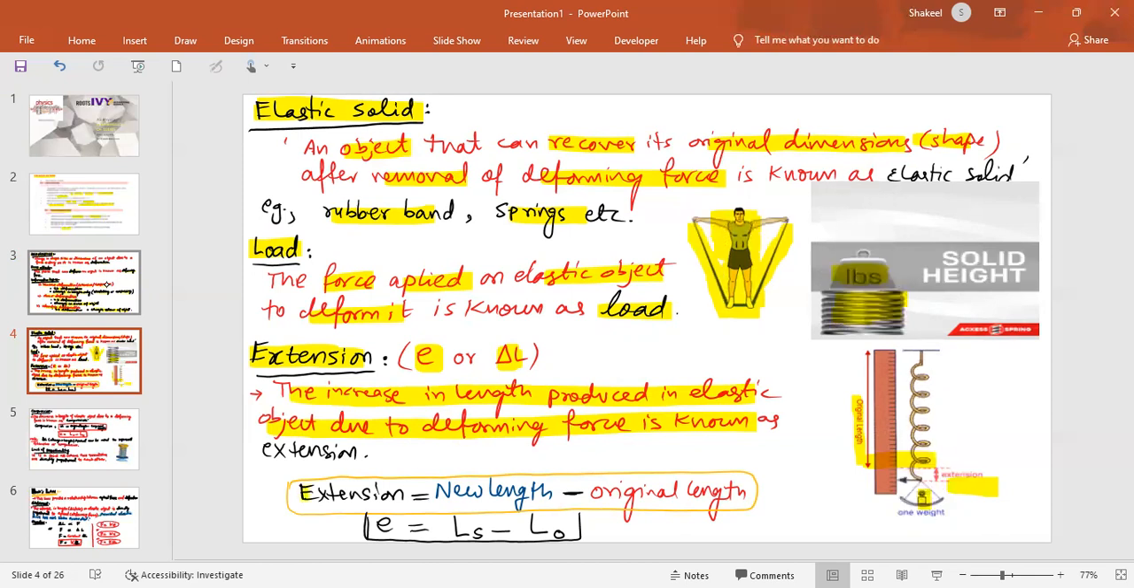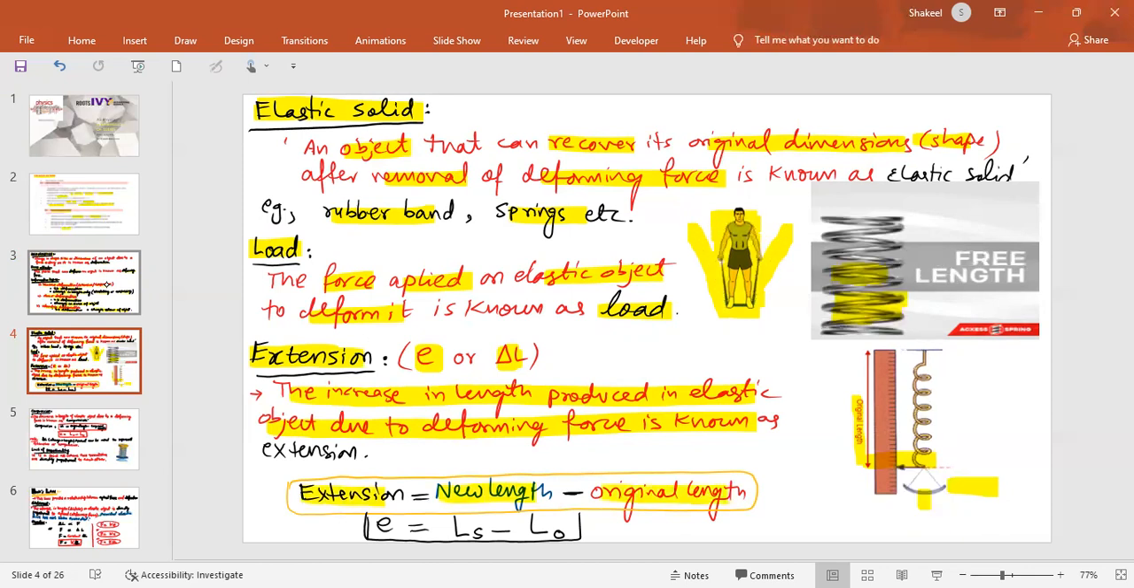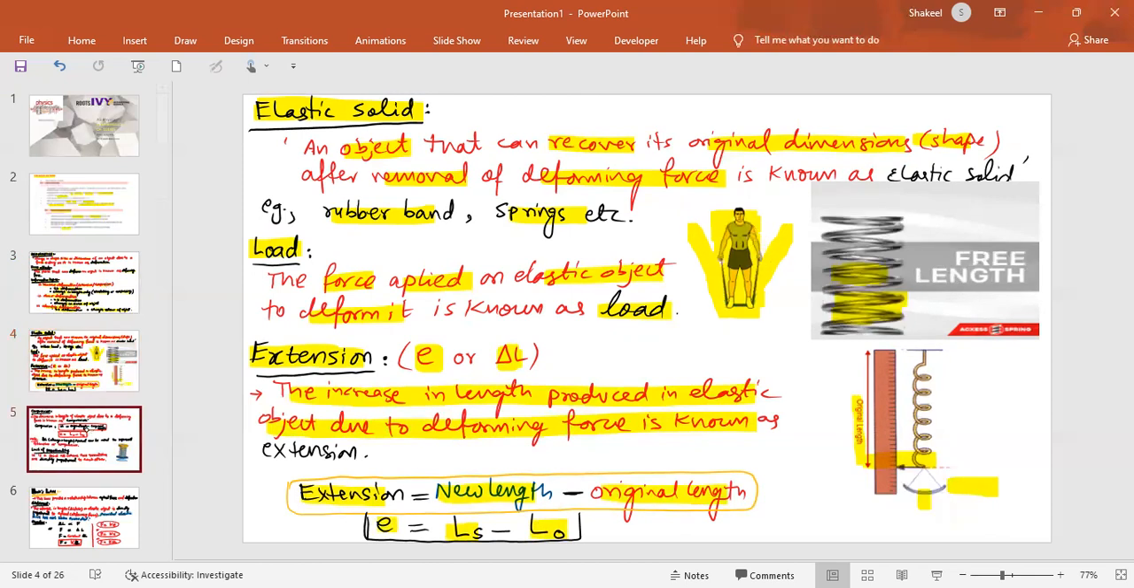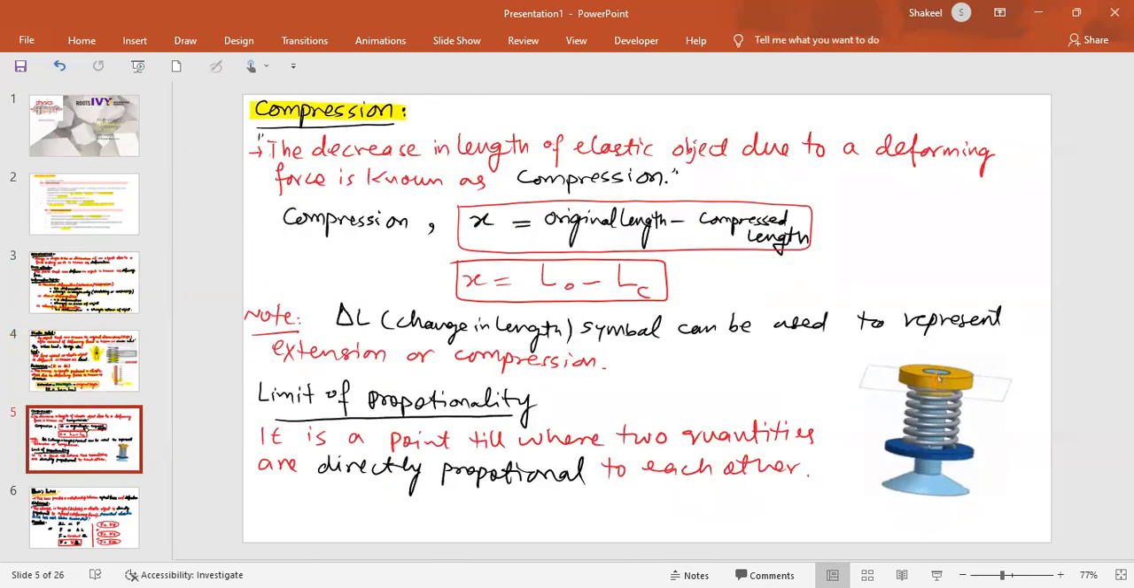Now to find it, we use the formula: extension is new length minus original length, or stretched length minus original length. About compression, it's the same thing as extension, but it is the decrease in length of an elastic object due to a deforming force.